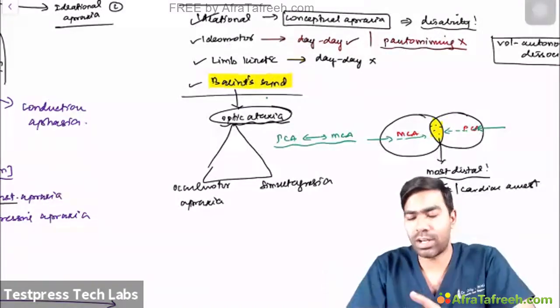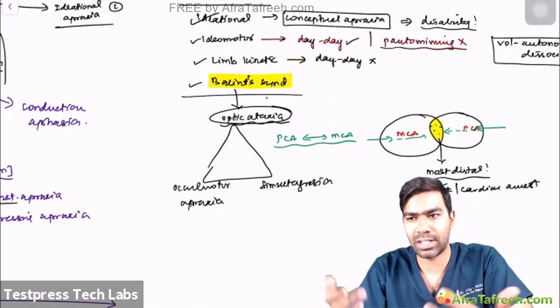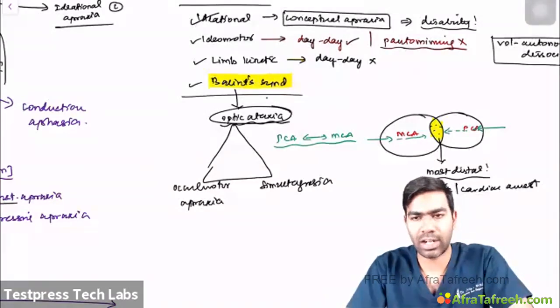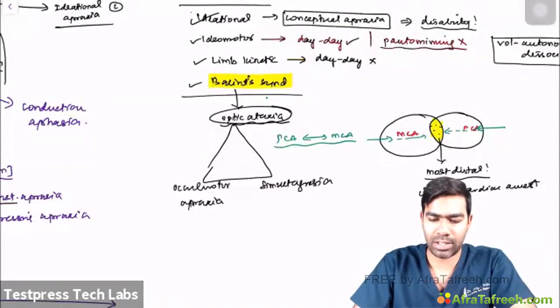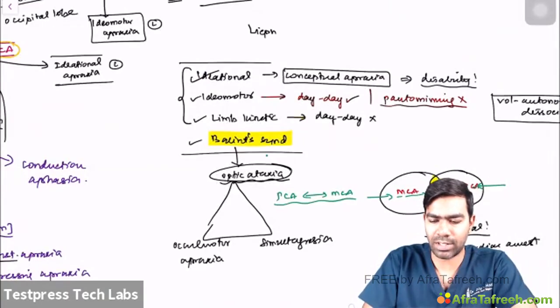If there is a voluntary automatic dissociation, then it will be called ideomotor apraxia. If there is no voluntary automatic dissociation, and the patient has a deficit in voluntary as well as automatic activities, then that will be called limb kinetic apraxia. Usually, we follow a classification system called the Liepmann classification system.